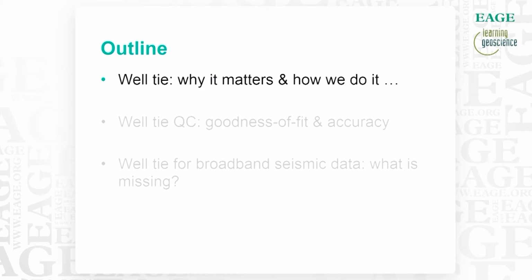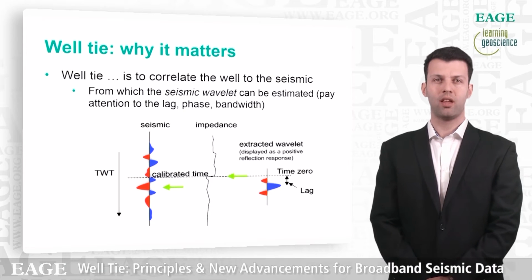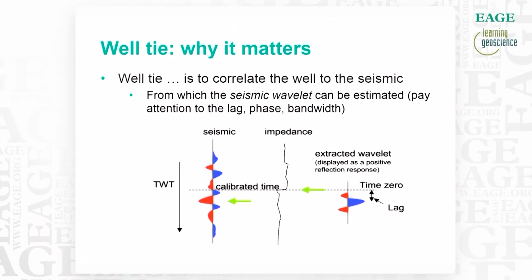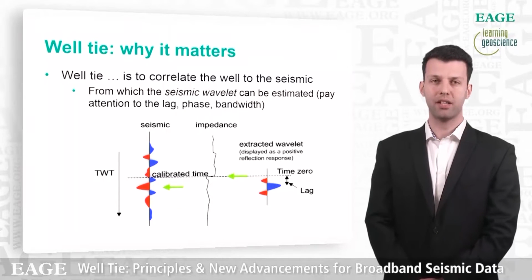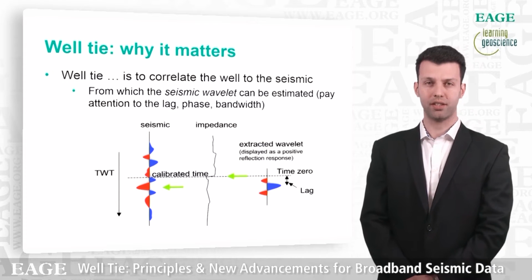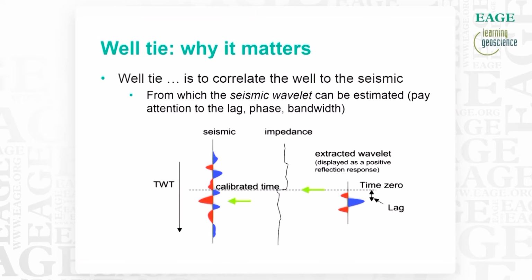So, wavelet: why it matters and how we do it. As it stands, we correlate the well to the seismic, and from that we estimate a wavelet. That wavelet has interesting and important attributes such as lag, phase, and bandwidth. In this figure, the estimated wavelet has a lag. The top reservoir marker on the impedance obviously doesn't match that location on the seismic trace. If we want to pick the top reservoir attribute from the seismic, we have to consider the lag shown by the green arrow.